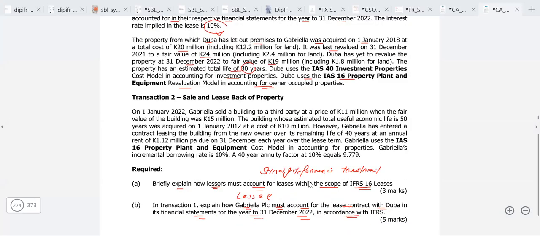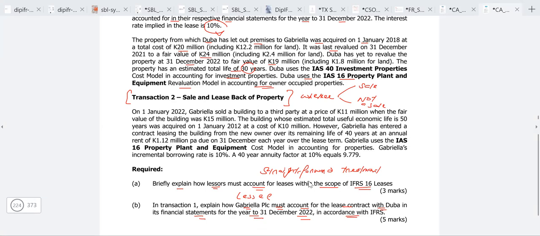Okay, then we have the other part, which is transaction number 2, sale and leaseback. First of all, let's recall what was in IFRS 16 regarding the sale and leaseback. It said to check whether it is a sale as per IFRS 15, or not a sale. Sale means the control is transferred to the buyer and then you have leased it back. Not a sale means that the control is not transferred to the buyer and it is still the seller's asset.